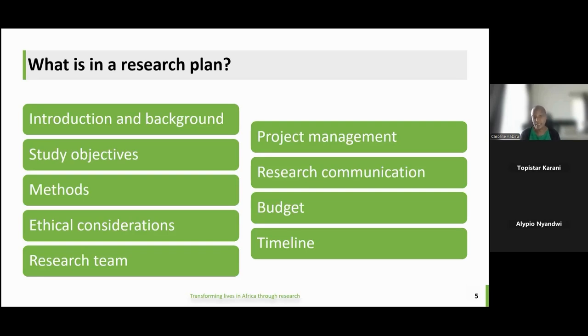And then what are the study objectives? What are the methods that you'll use? Again, the ethical consideration, the team, the project management, the research communication, the budget, and the timeline. And so in the next slide, I just take a slide for each of these so that we go through the content. And again, if you have questions, please post them in the Q&A and we can come to them.